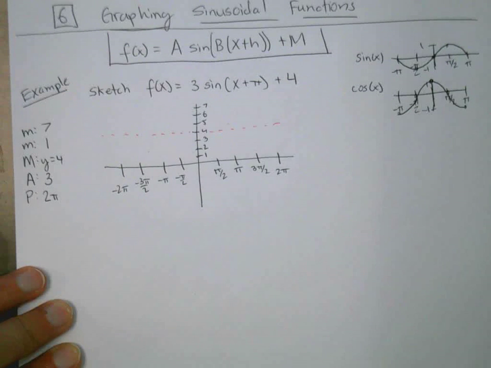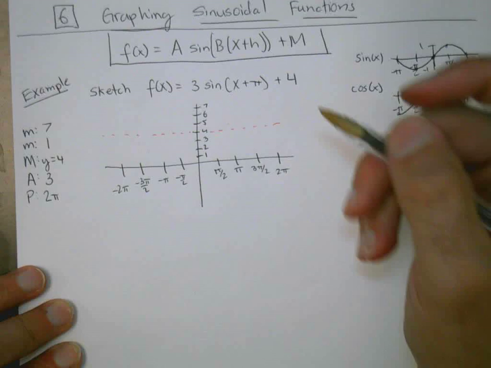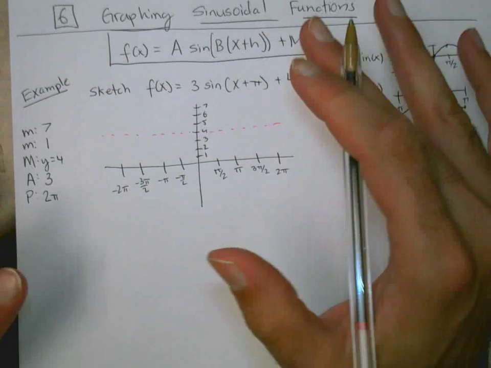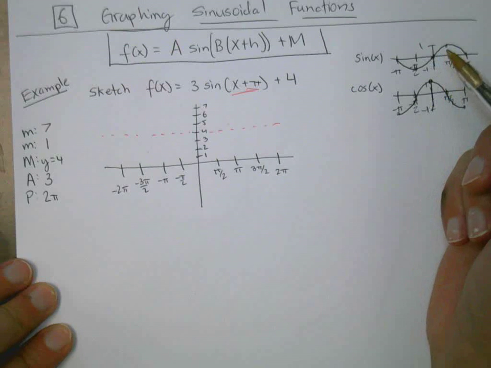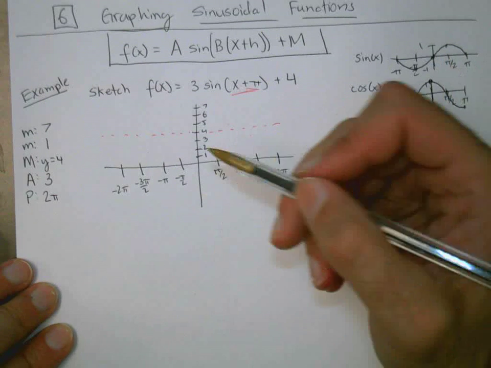Done. And how is this shifted? We've got everything else down. Right, that shifts it to the left, right? By how much? By pi. So that means I've gone to the left by pi.